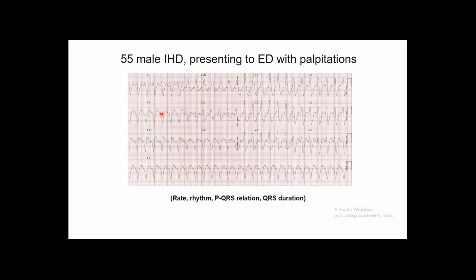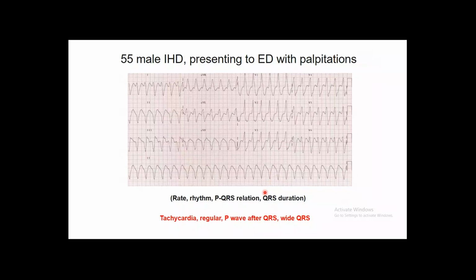We have this 55-year-old male patient, non-ischemic heart disease, presenting with palpitation. So commenting on the rate, this is tachycardia with a rate more than 200, around 150 or 160. The rhythm is regular. The P and QRS: actually we can see might be a P wave coming after the QRS complex. The QRS duration is wide, so we have a wide complex tachycardia.